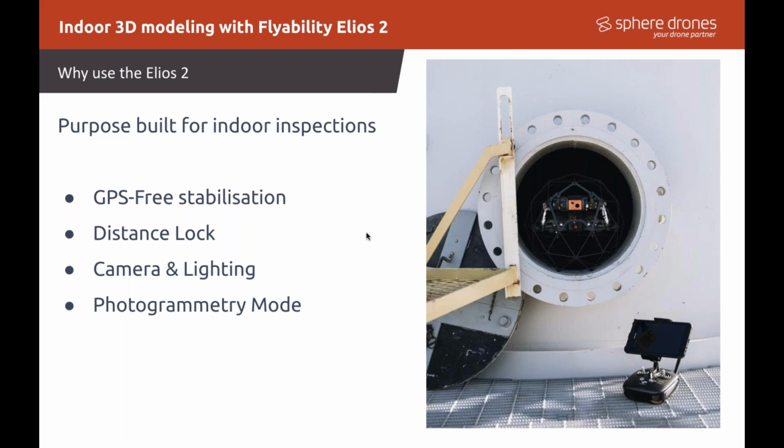Now, from a photogrammetry perspective, the distance lock allows for frame continuity, which will improve the quality. We have the camera and the lighting. So the 4K camera on the drone means that you're getting a really good capture, a really high quality image. The oblique lighting isn't something that you can really compare to any other drone on the market if you were to use it for indoor inspections. The photogrammetry mode, which has been recently released by Flyability, is purpose-built for photogrammetry, and what that does is it slows down the yaw of the drone so that you're getting a nice, clean, and consistent capture.